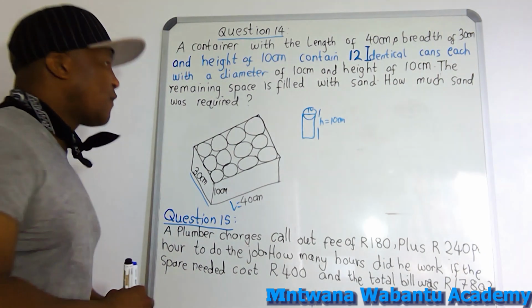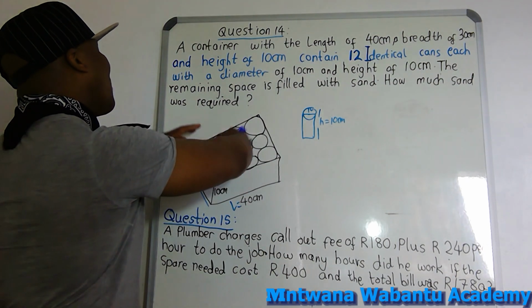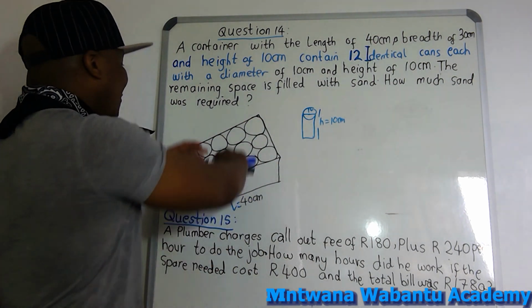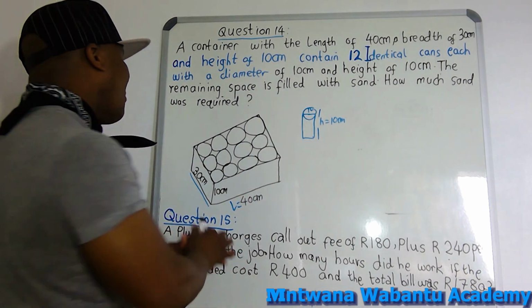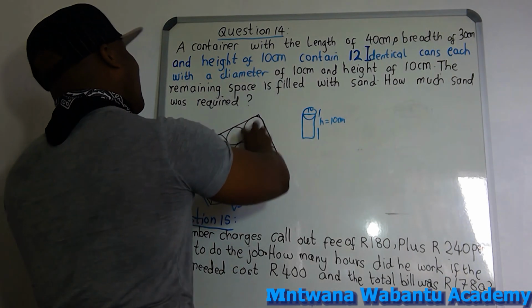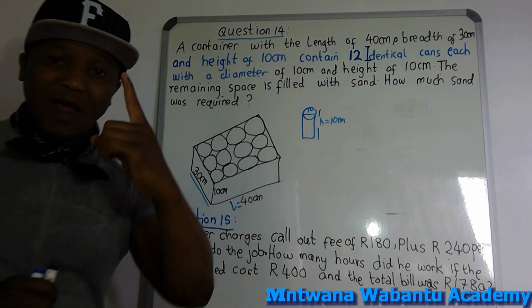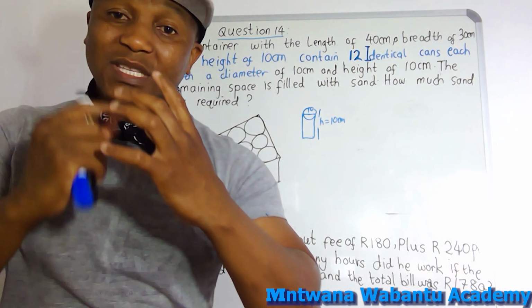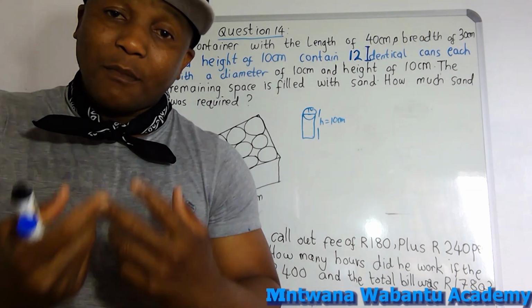It's easy. So what we're going to do first and foremost, I'm going to find the volume of everything of this box. And then after that, I'm going to find the volume of all of these cans, which are 12. So I'm going to find the volume of one can, which looks like a cylinder. That means I'm going to use the formula of the cylinder.